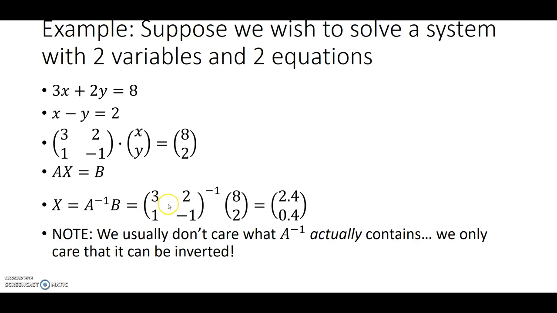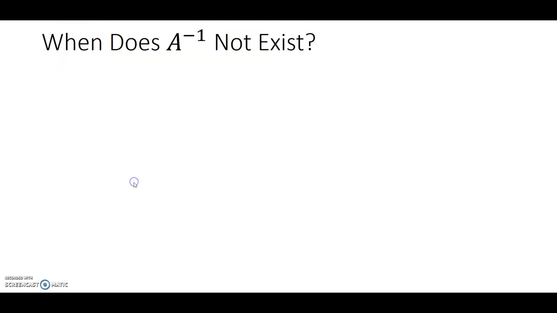In a calculator, normally we don't really care what's inside of A inverse. We just care that A inverse can be found. So I go over to my calculator, I type in the matrix. Most of the time you can just do caret -1 power. Some computer systems actually have an inverse button. And when I multiply it out, I get 2.4, 0.4. And I can just verify from the second constraint that the difference between these is exactly 2. So it appears that it works.